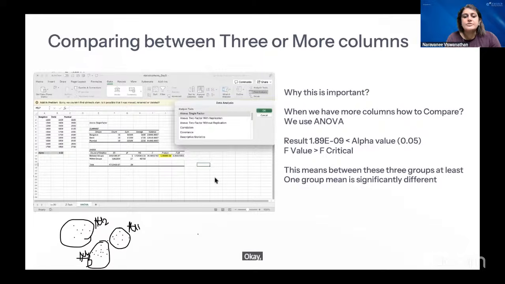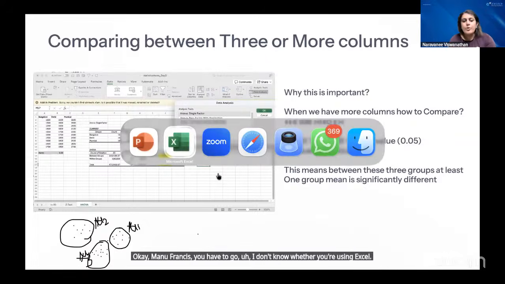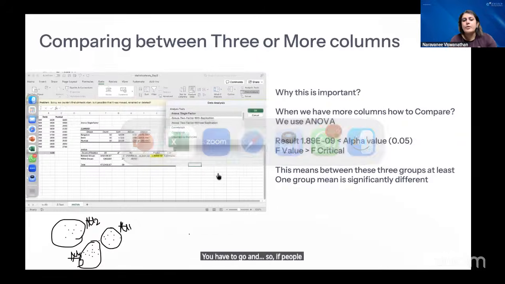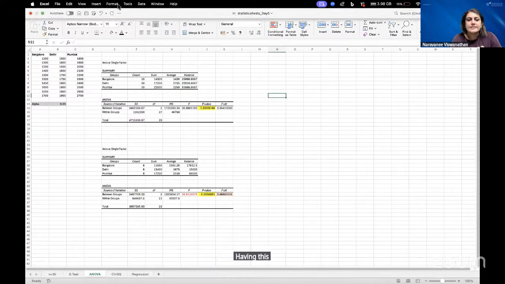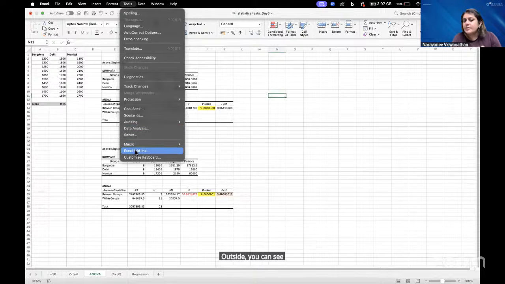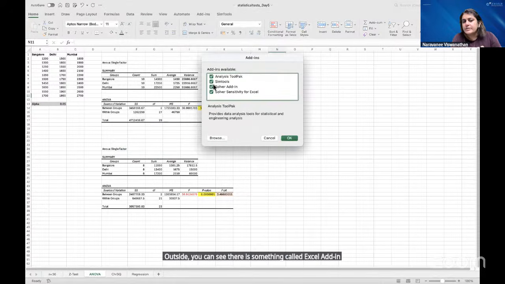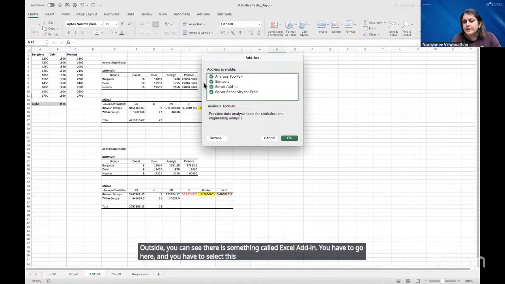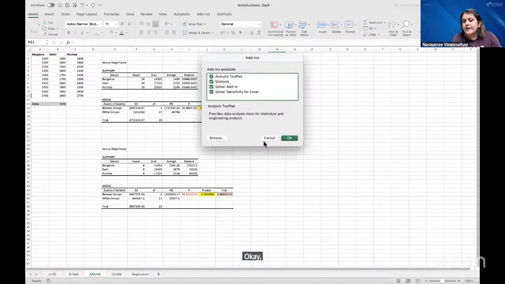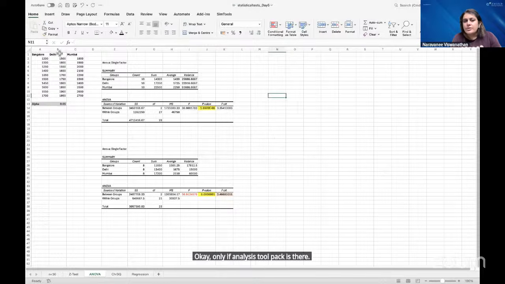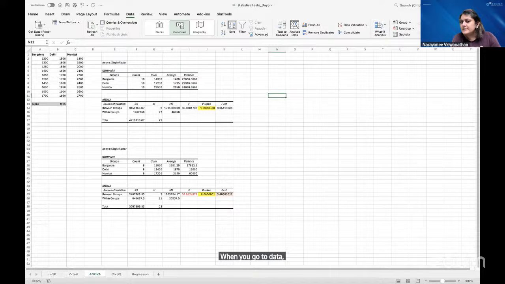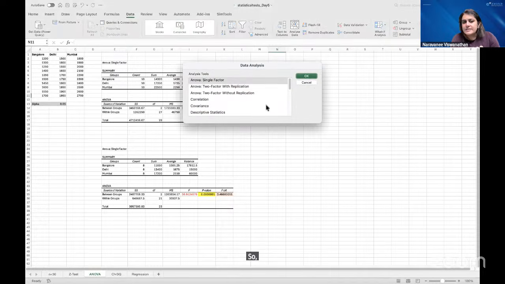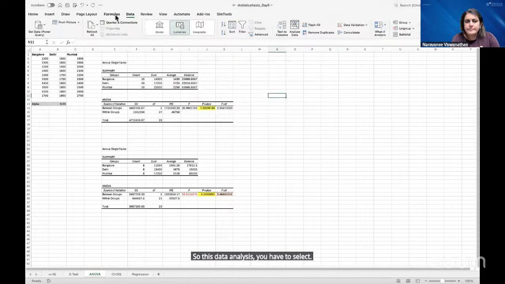Okay, Manu Francis, you have to go. I don't know whether you are using Excel. If people who are not having this, you have to go to the outside. You can see there is something called Excel add-in. You have to go here and select this Analysis ToolPak. Only if Analysis ToolPak is there, you are going to have this when you go to Data, this Data Analysis. So this Data Analysis you have to select. Making sense?